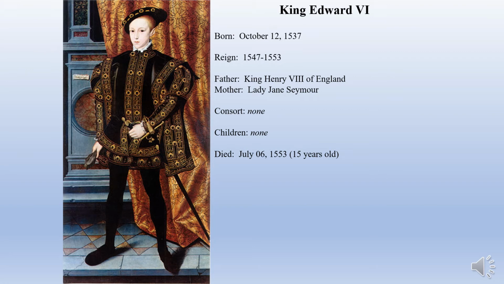The third Tudor king is King Edward VI. Edward was born in October of 1537, and he became king right around the time he was going to turn 10. He wasn't quite 10. I believe he was 9 years old, right about to turn 10 when he became king here in 1547, and he's going to rule for about 9 years. He'll rule until 1553 when he's 15 years old.